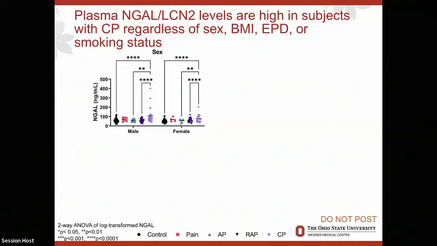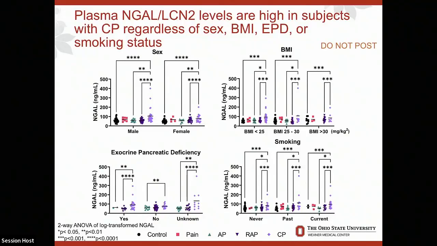So because there were differences in different clinical characteristics, we then looked at NGAL across these different characteristics. What I'm showing here first is the NGAL levels based on sex, with male on the left, female on the right. And what you can see is that although NGAL is differentiating between CP, AP, RAP, and control, it's not doing anything different between the sexes. And that was maintained across BMI, exocrine pancreatic deficiency, and smoking, where there were no differences between the groups, except when comparing chronic pancreatitis to any of the other disease categories.